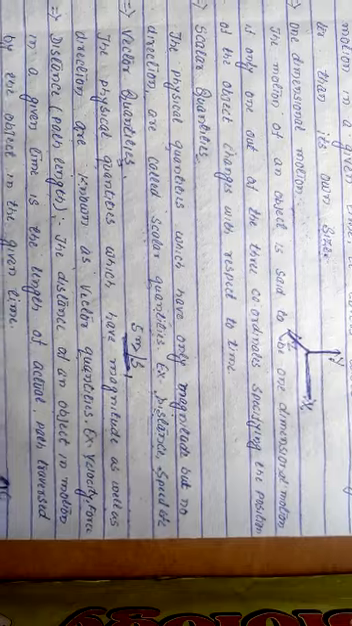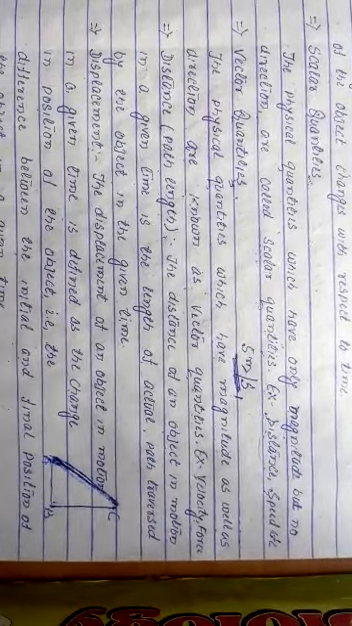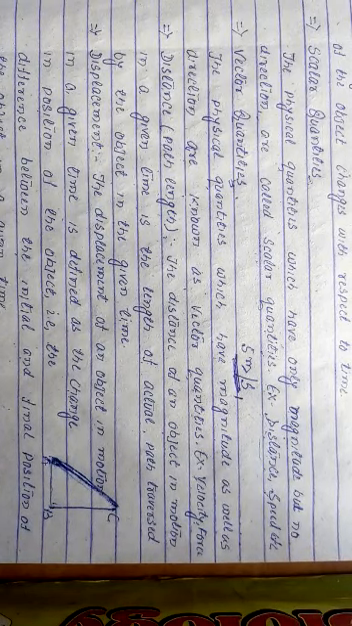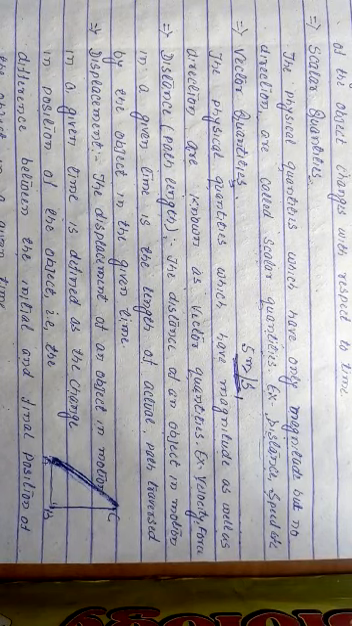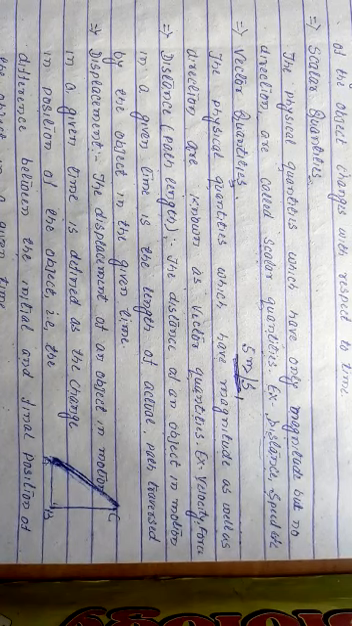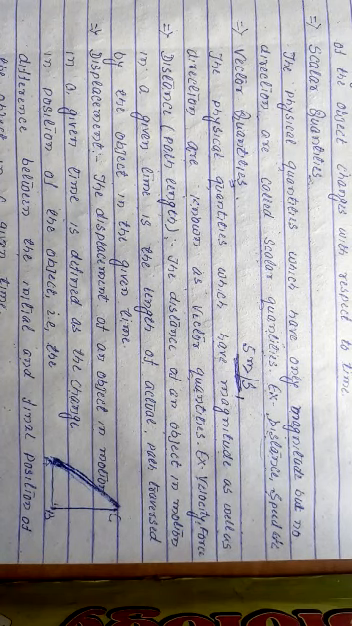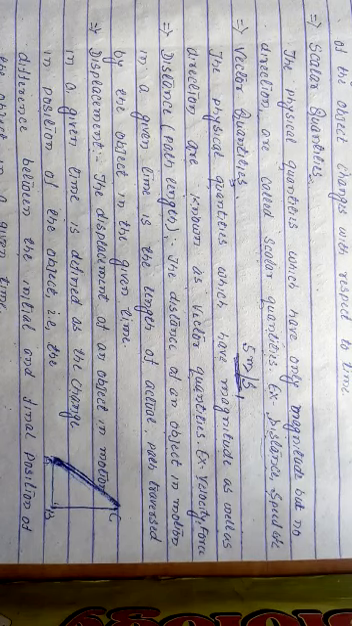Now displacement is a vector quantity, students. The displacement of an object in motion can be positive, zero or negative, but the distance will be only positive or zero. It will never be negative, because distance is a scalar quantity and displacement is a vector quantity.